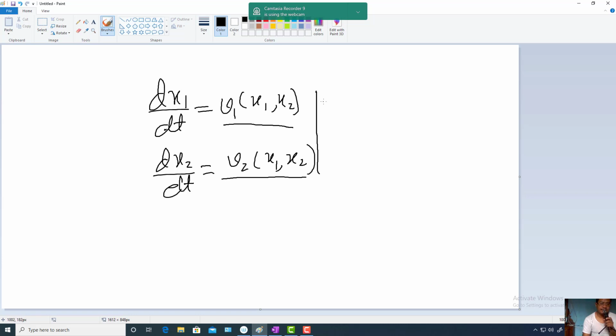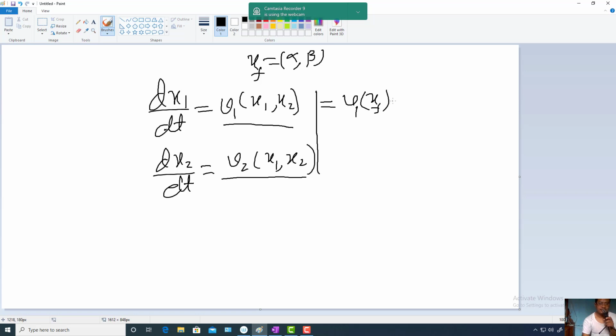If the fixed point is xf, this can be written as v1 of xf. Here x1 is a real number, x2 is a real number, but xf can be a vector, say (alpha, beta). This is the vector form. So you can expand v1, which is a function of the variables x1 and x2, using Taylor series expansion about the fixed point xf.